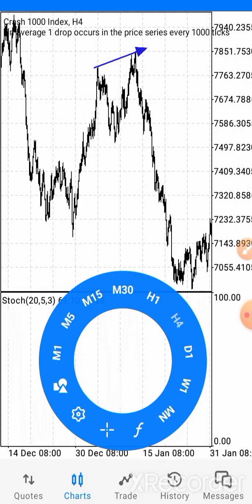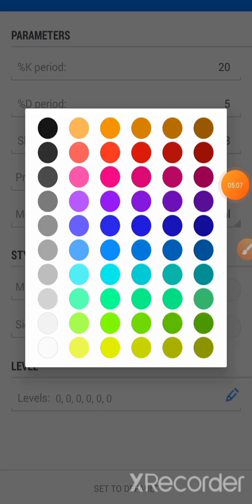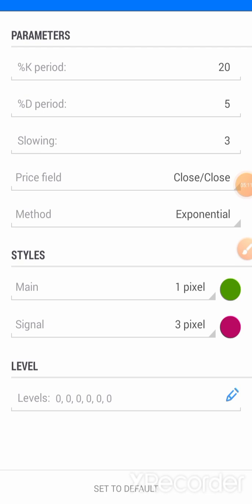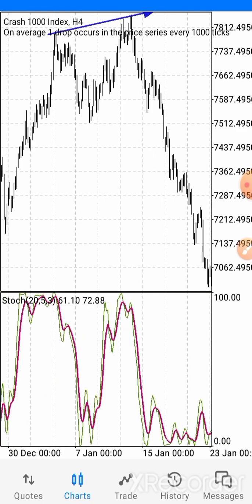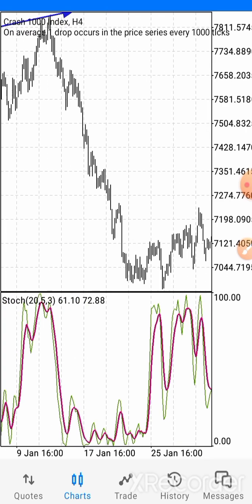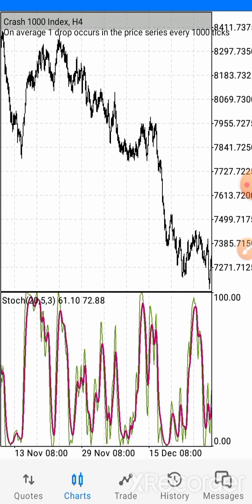Okay, so the settings, we'll have to change the color, so I'm going to use the signal. I'm going to have to change this color to something we can see. Okay, so that's it. Any color of your choice, you can use it, guys. And please, personally, I do not like to use the 2 lines, okay?